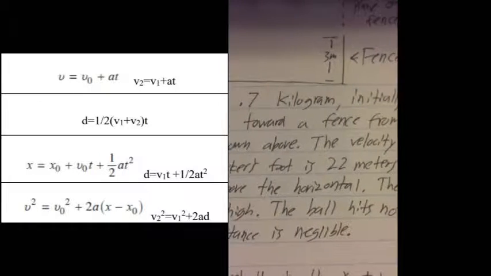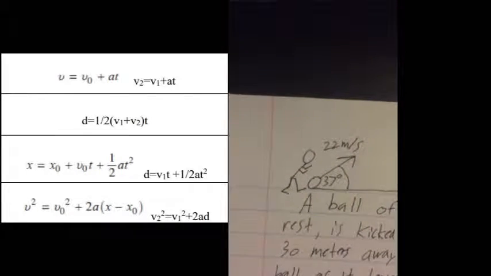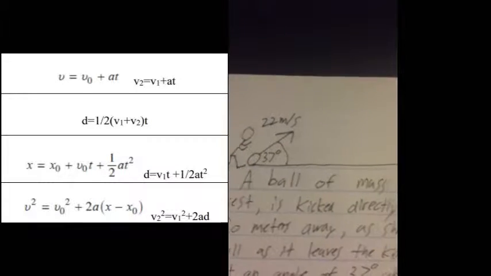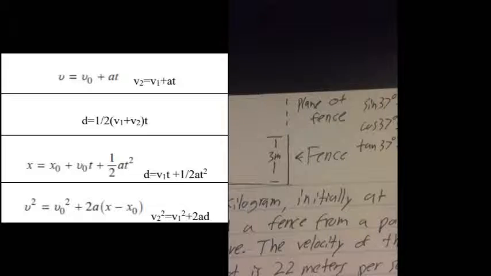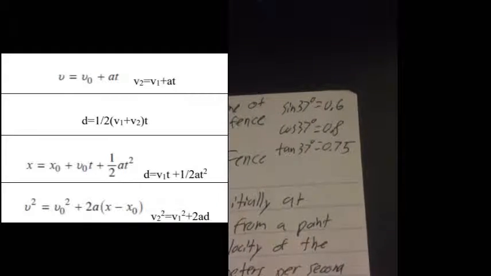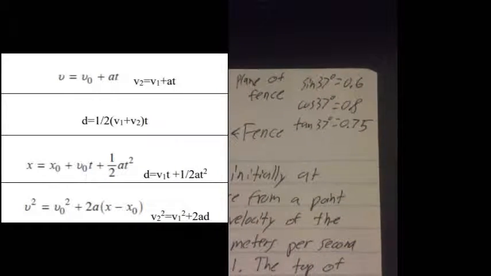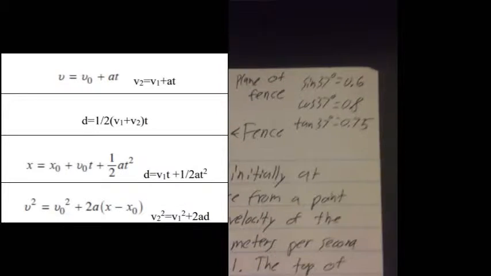Probably pronounced that wrong. And up here is the picture. As you can see, 22 meters per second velocity, 37 degrees above the horizontal. The fence is 3 meters high, and it gives you a little bit of information also, so you don't have to use a calculator. It tells you to assume that the sine of 37 degrees is equal to 0.6, the cosine of 37 degrees is equal to 0.8, and the tangent of 37 degrees is equal to 0.75.